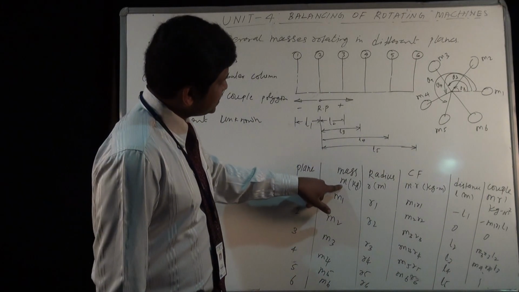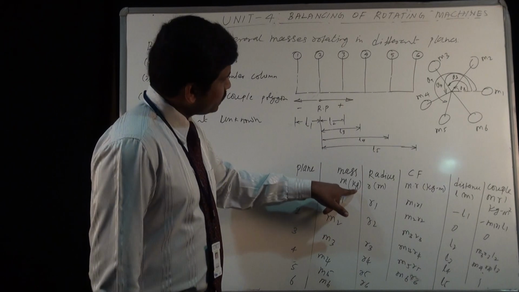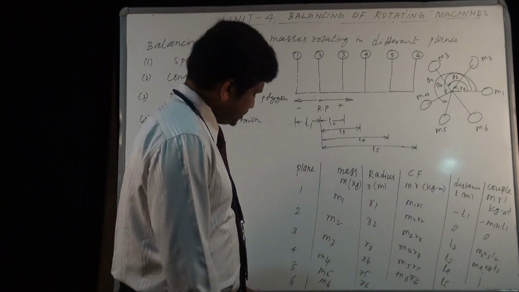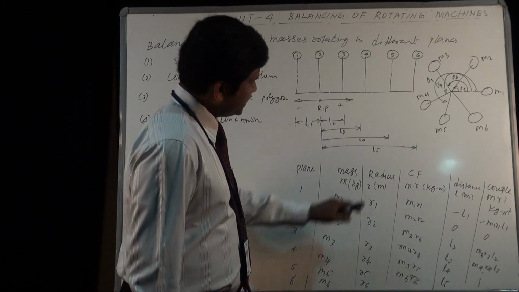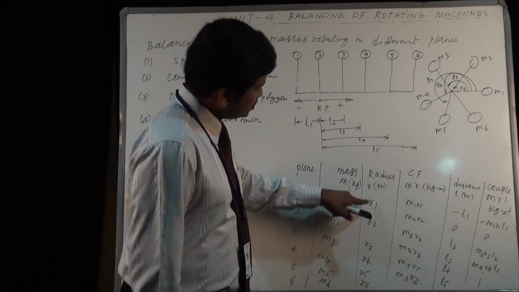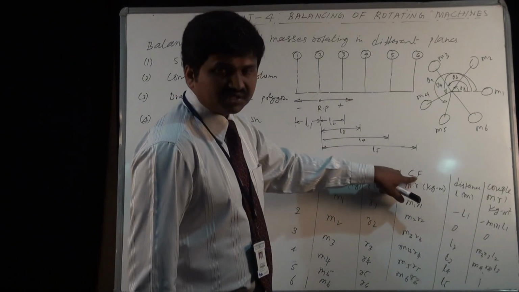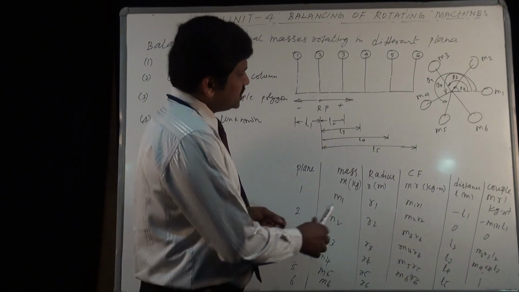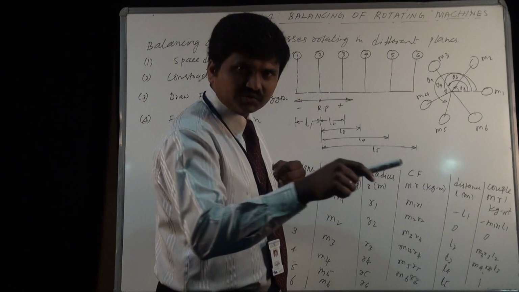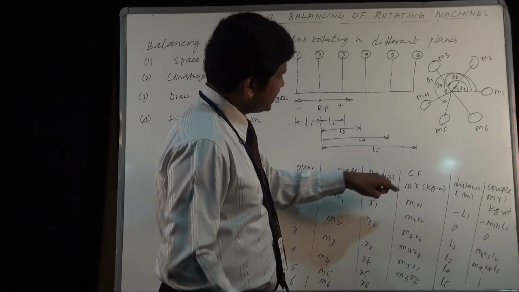Next, mass M in kg, and radius R expressed in meter, so R1, R2, R3, R5, R6. Next, this is centrifugal force, CF is centrifugal force. So this centrifugal force actually is M omega square R, no? So omega square is divided.